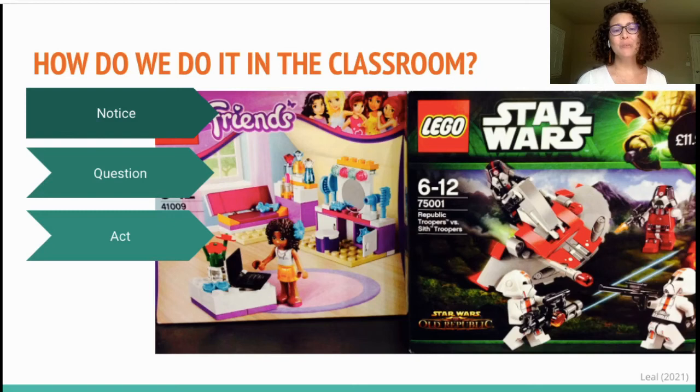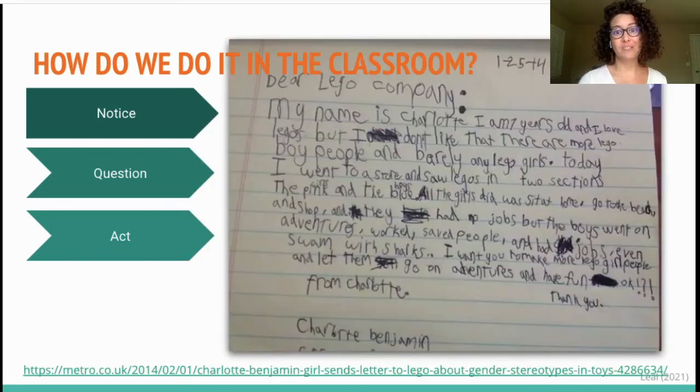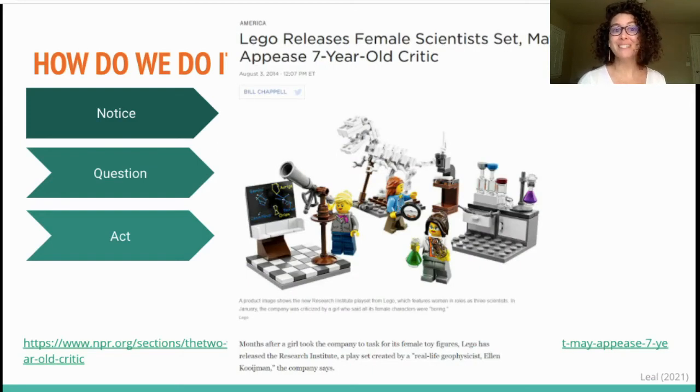And so you might be wondering what can kids come up with? Well, let me share with you what Charlotte, a 7-year-old girl, did. She wrote a letter to Lego, complaining, telling about her trip to the aisle and finding that there weren't many girl figurines, and the ones that there were, they were doing very domesticated activities. And she called Lego out. Interestingly enough, not too long afterwards, in fact, if I remember correctly, in less than a year, Lego responded and released a new set of women scientists.